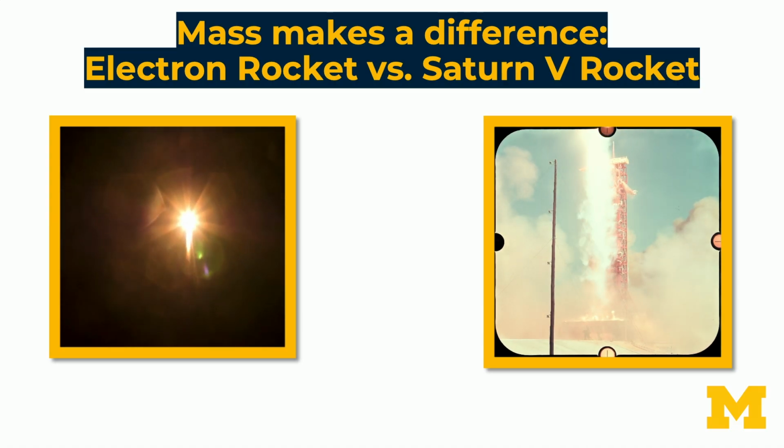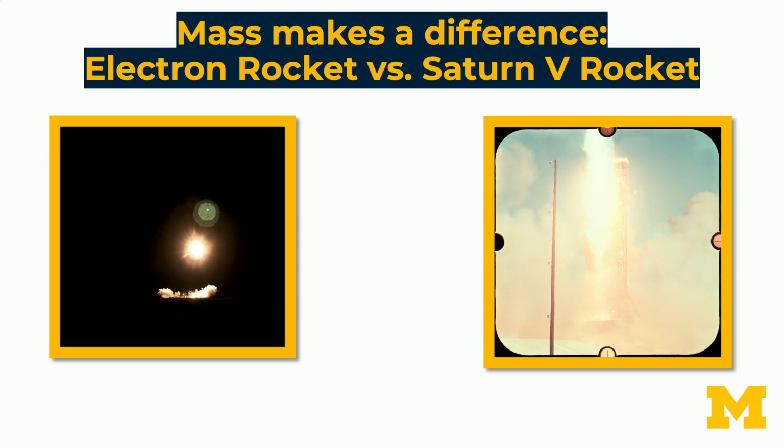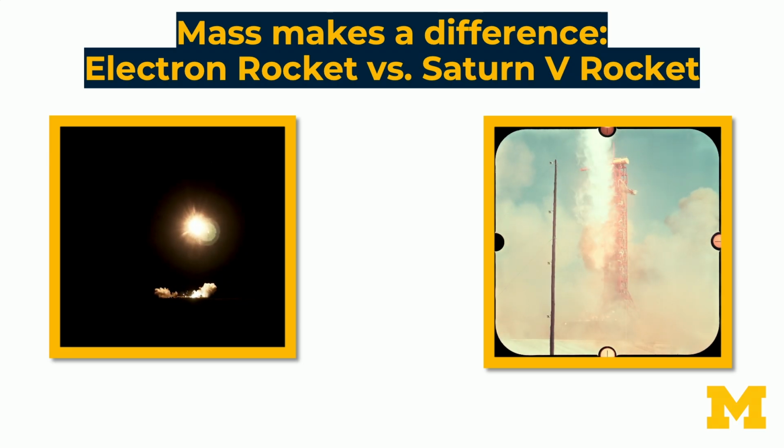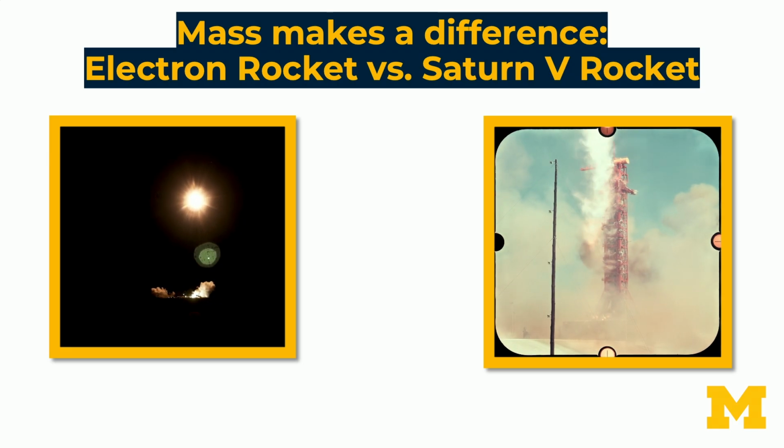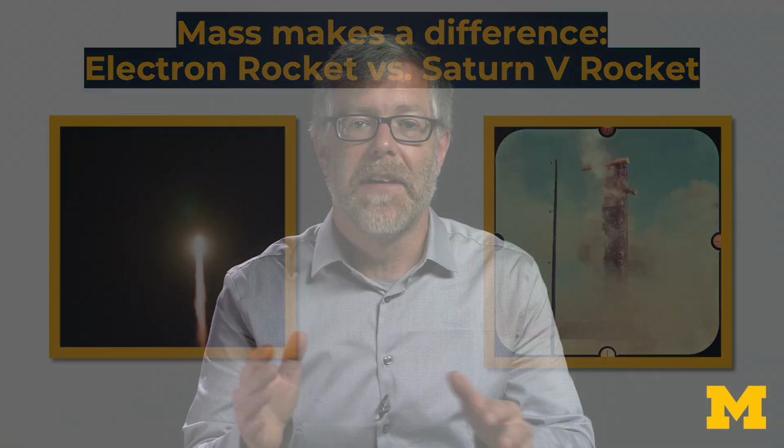And this has to do with Newton's second law, that force, mass, and acceleration are all related to each other. Even though the Saturn V has significantly more thrust than the Electron rocket, it still accelerates much slower than the Electron rocket because the Electron rocket is so much smaller.